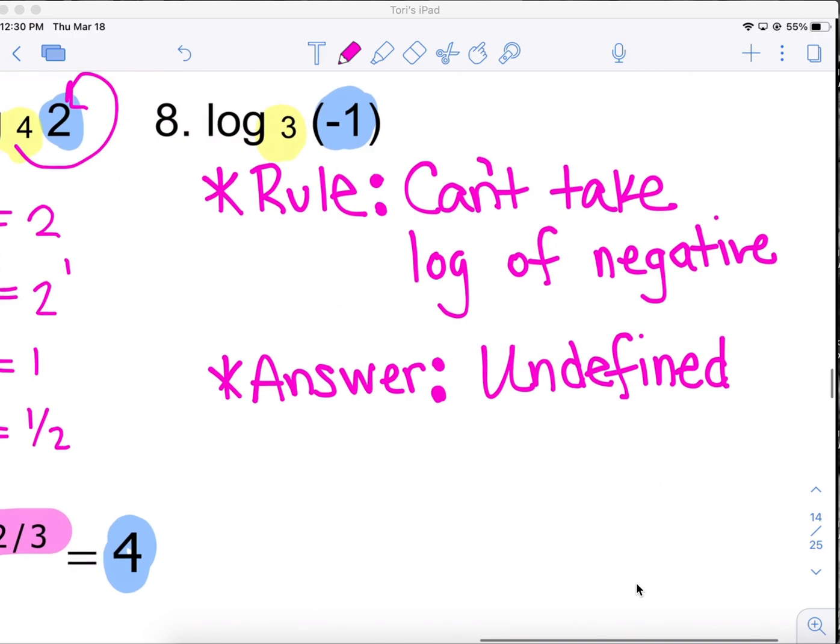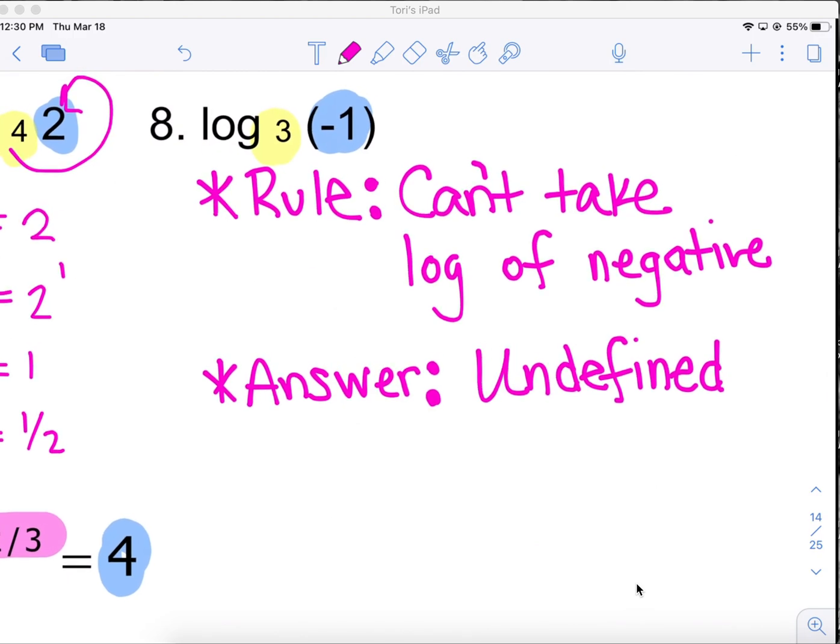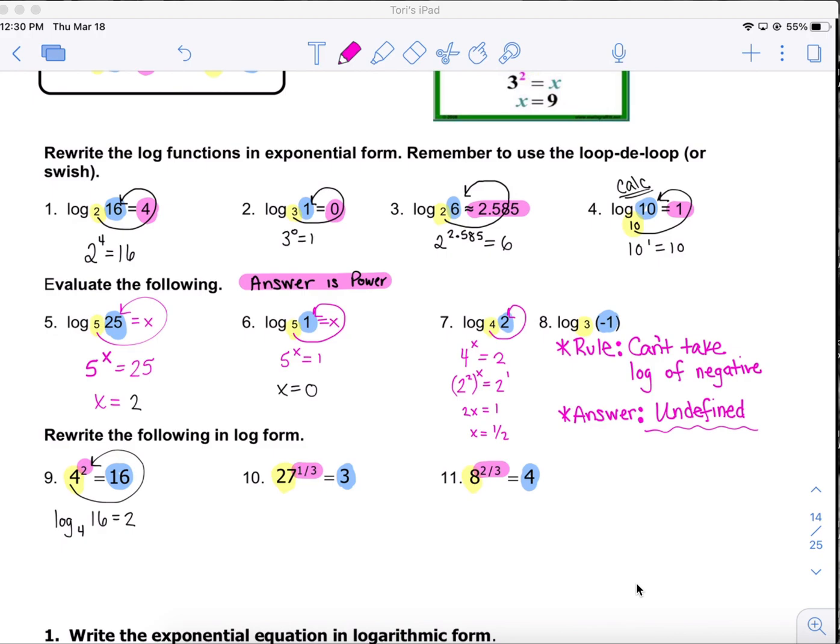Last rule, number 3, is if you take log base anything to a power, you will never get a negative number. You cannot take the log of a negative number. So when you get that, your answer will just be undefined. That would be there's an asymptote there, basically. All right, let's go ahead and go down to the next one.